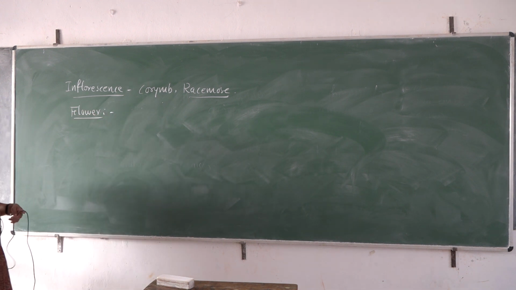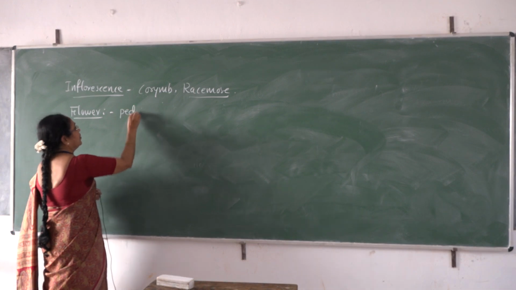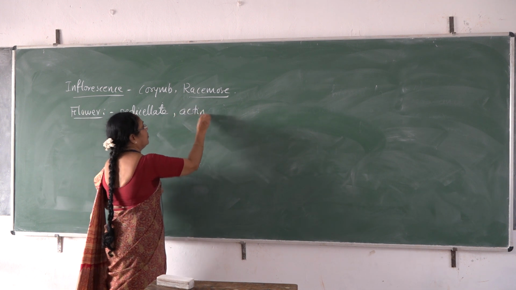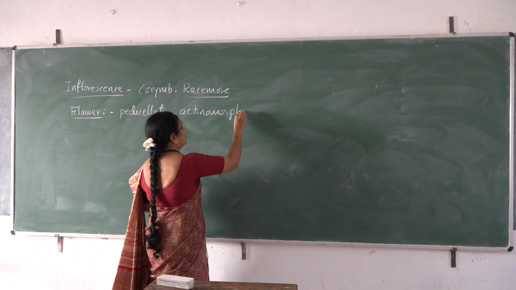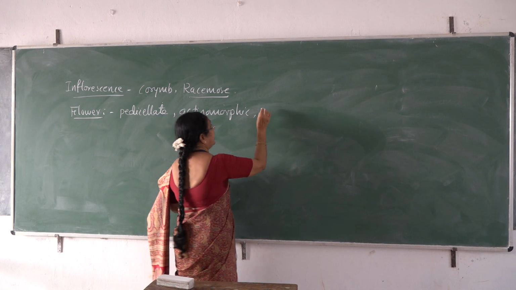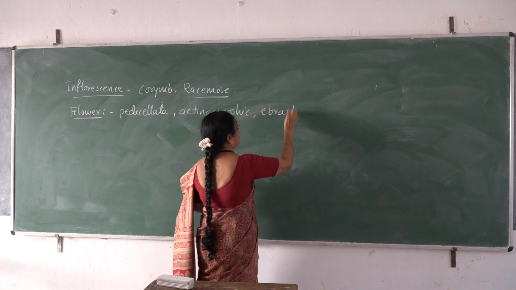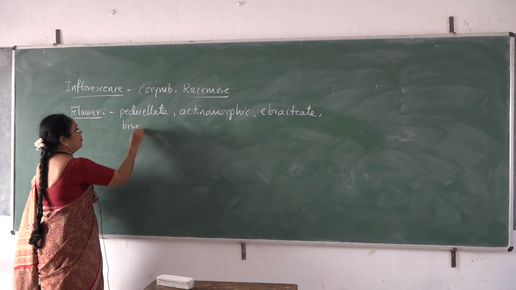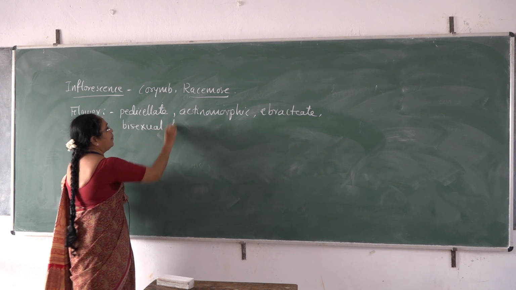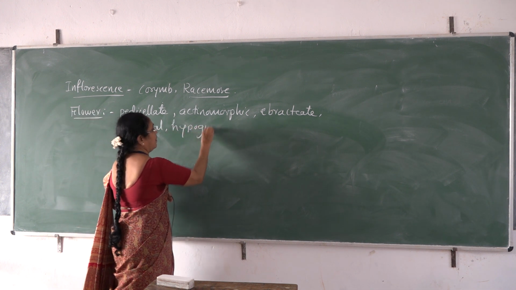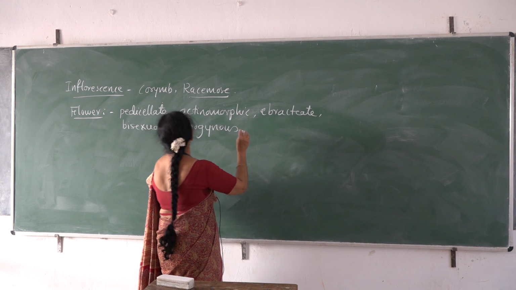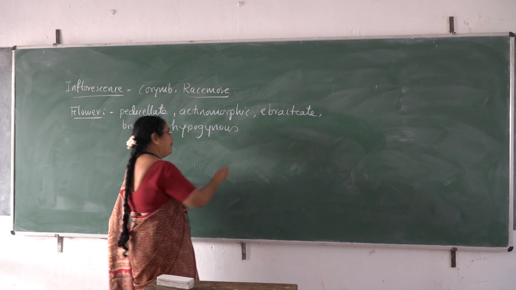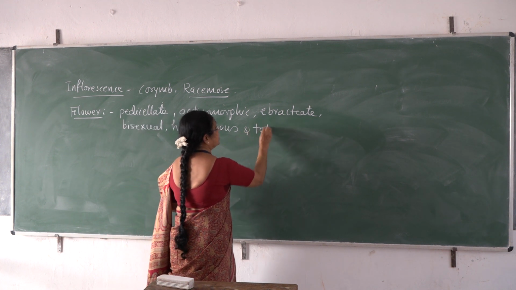Flowers of this family are pedicellate, actinomorphic, ebracteate, bisexual, hypogynous, and tetramerous.